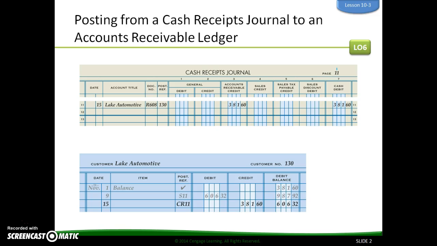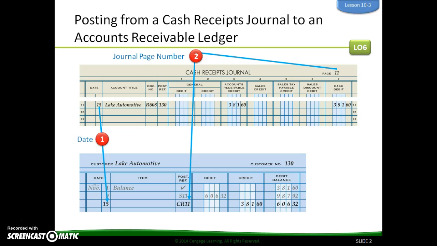The first thing we're seeing here is the cash receipts journal, and it's showing us the information that we previously wrote down in our cash receipts journal, and then we're putting that information in the accounts receivable ledger. So we can see that there's a transaction for Lake Automotive. We're doing that on the 15th of November. Remember using the cash receipts journal, and we're on page 11.